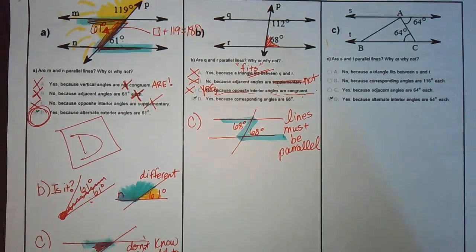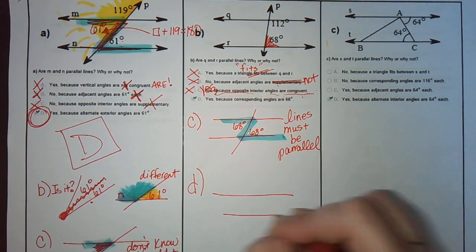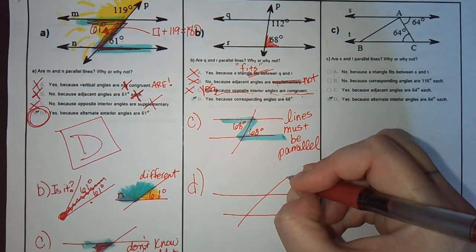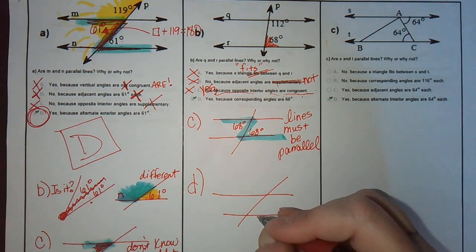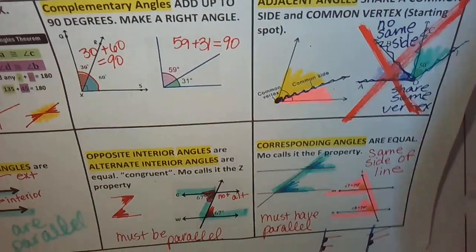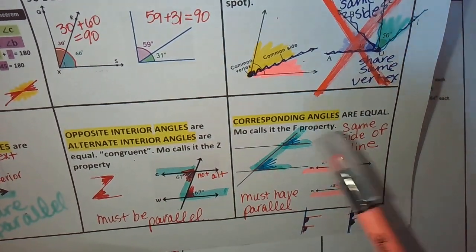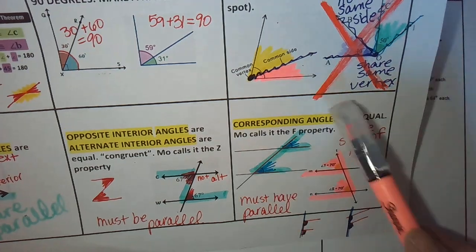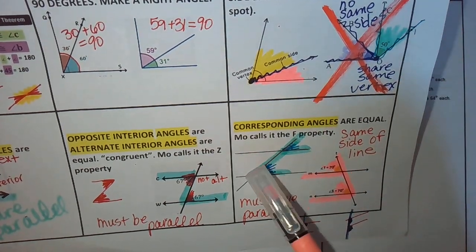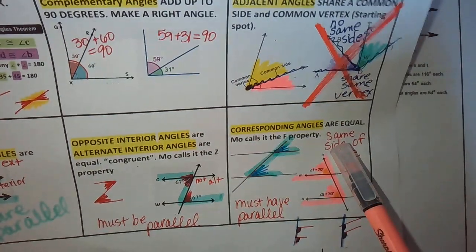Okay, let's look at D. D says, yes, because corresponding angles are 68. Okay, well, let's find what corresponding angles are. Corresponding are the F property, or the two angles on the same side of the line, one from the interior, one from the exterior, one from the inside, one from the outside.